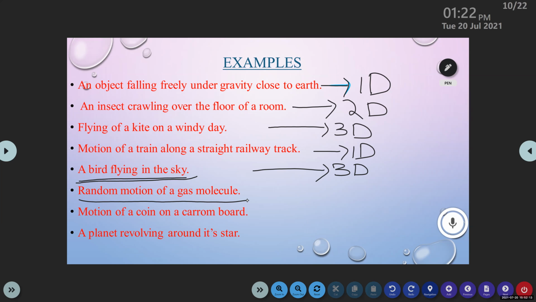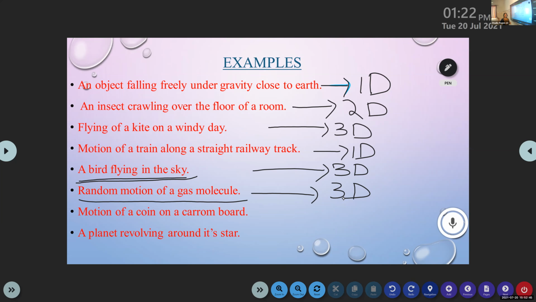It is three-dimensional. It is three-dimensional motion. The random motion of a gas molecule is again an example of three-dimensional motion. We cannot say an exact direction for the motion of a gas molecule. It is not at rest, unlike the particles present in the solid state. Here we consider the random motion of gas molecules. They are completely restless. We cannot predict an exact axis, through x or y or through x and z. It is in random motion. So we can explain it in terms of three-dimensional motion.